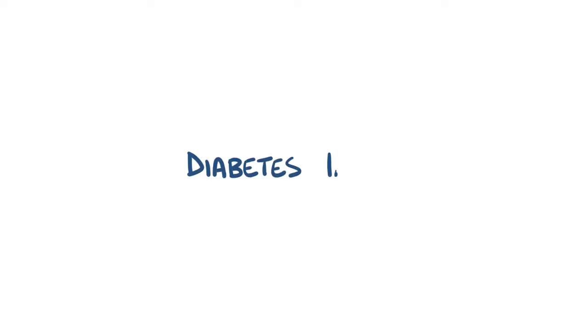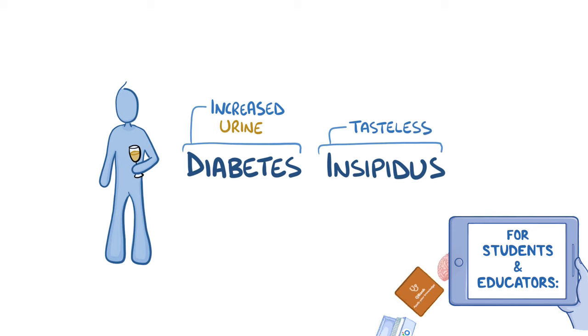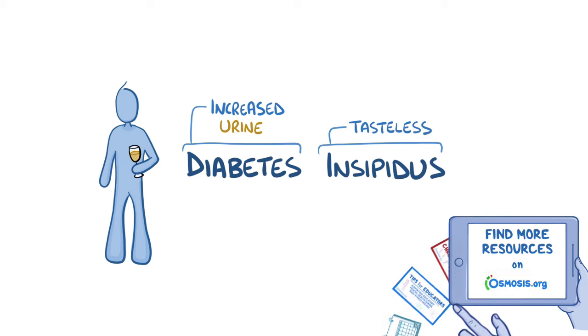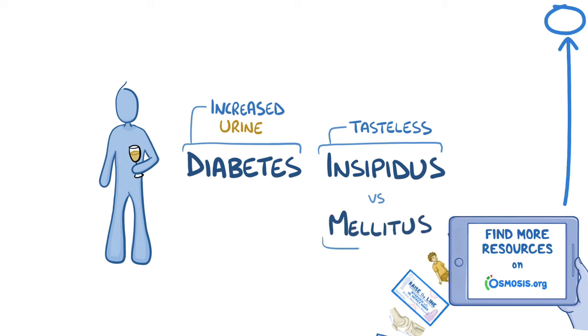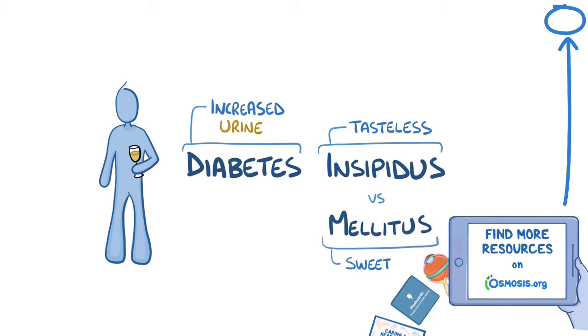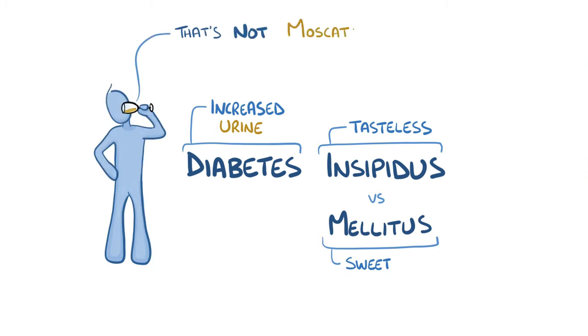With diabetes insipidus, diabetes means an increased passing of urine, and insipidus means tasteless. So diabetes insipidus is a condition characterized by the production of large quantities of dilute and tasteless urine. The tasteless urine of diabetes insipidus distinguishes it from diabetes mellitus, which describes sweet-tasting urine. And to answer your question, yes, urine was really tasted at one point in time to make that distinction.